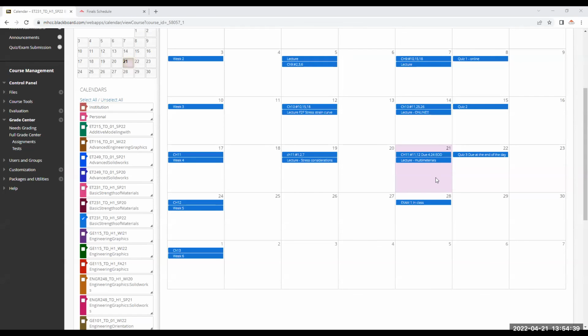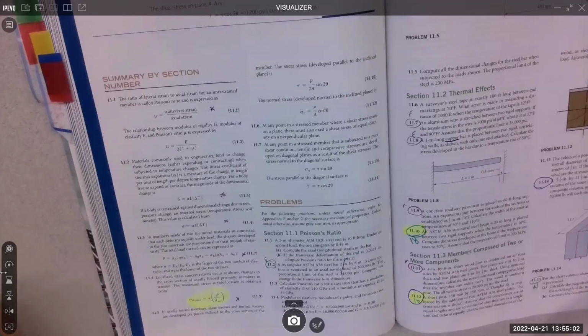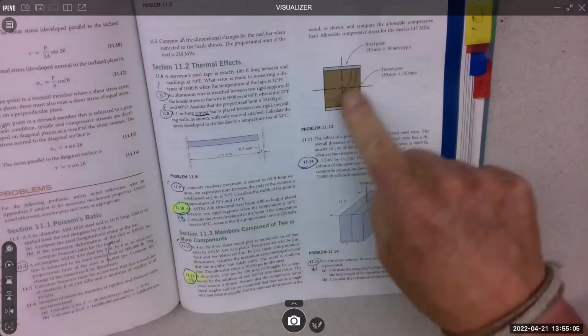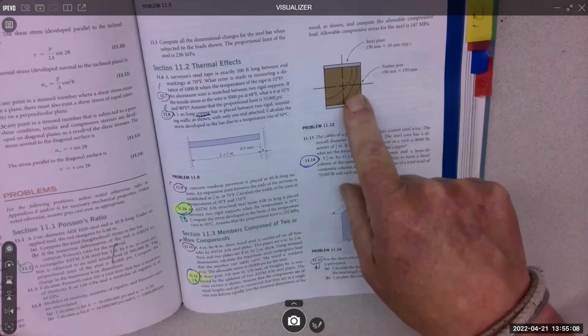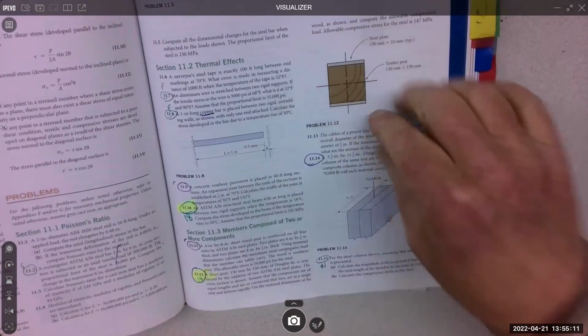Before I stop sharing, let's look at what the homework is. Chapter 11, 11 and 12. So I think those are both multiple materials. Oh yeah, I wanted to talk about 12. So here's 12. It's a weird image. Oh, I'll share that. Hang on. So number 12 is kind of hard to decipher. What this is, is a top view. So it's a cross-sectional view looking from the top.